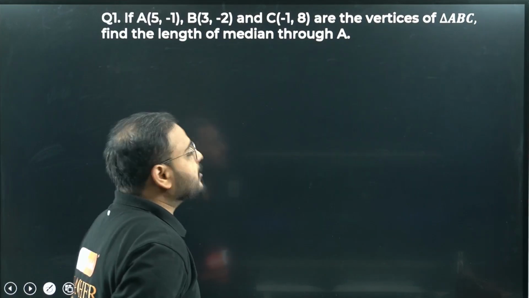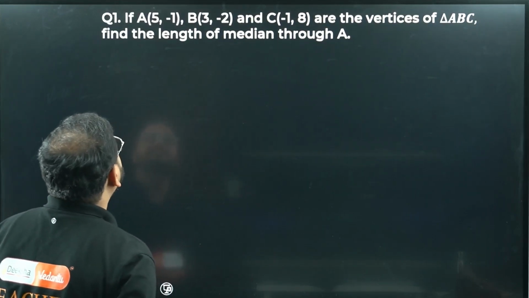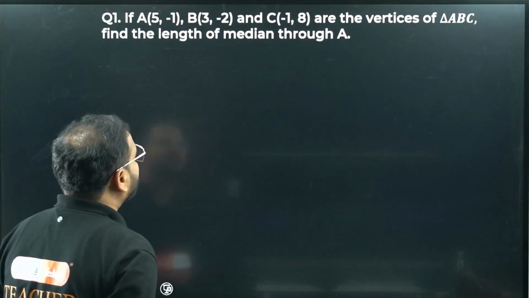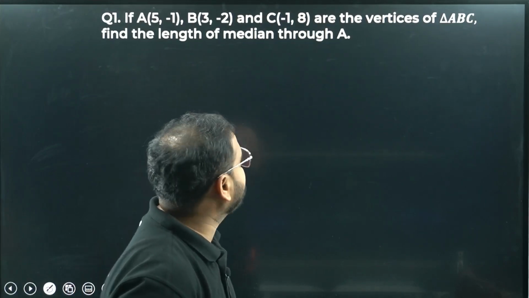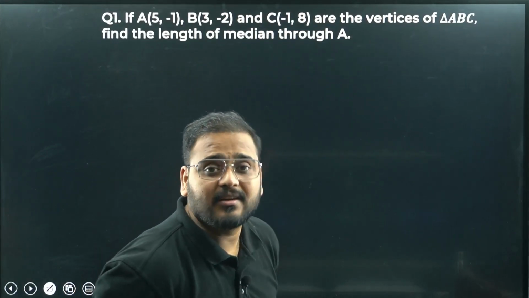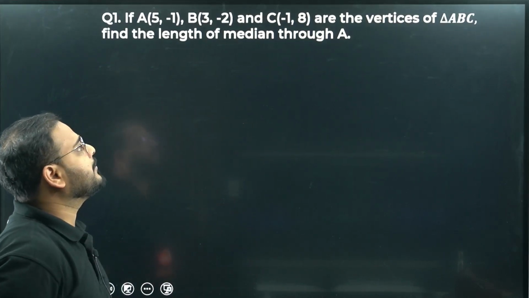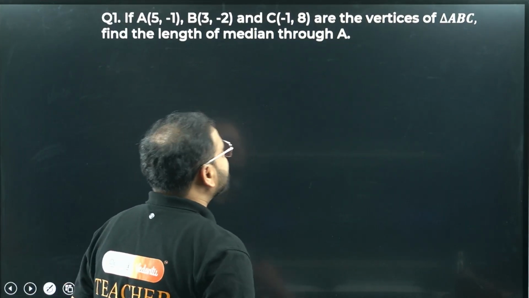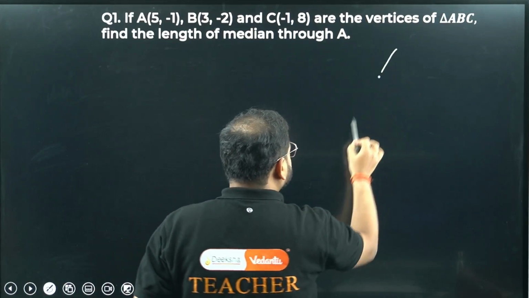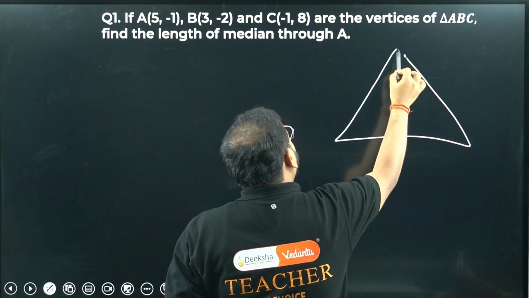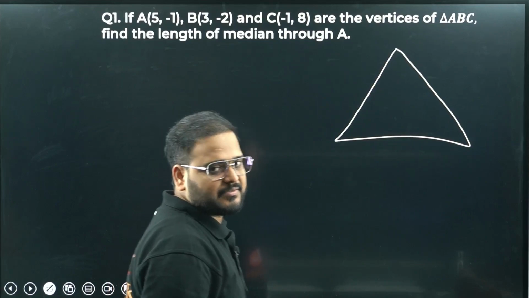If the coordinates of A are given as 5, -1, B is 3, -2, and C is -1, 8, and these are the vertices of triangle ABC, meaning the three coordinates are given, find the length of the median through A. I did a question like this yesterday, remember? In the previous session we did a question like this.